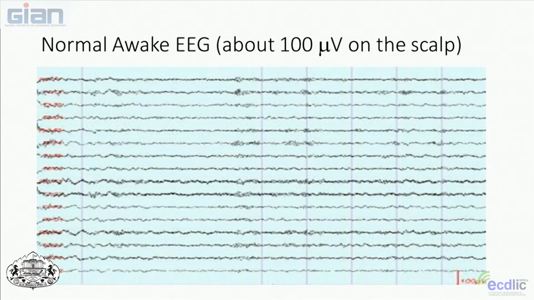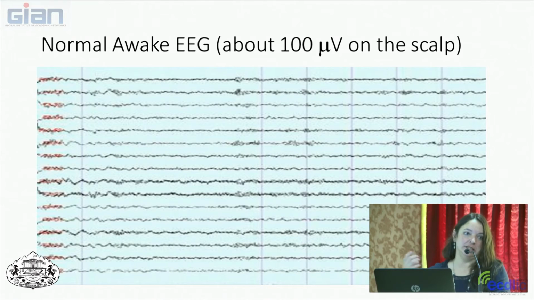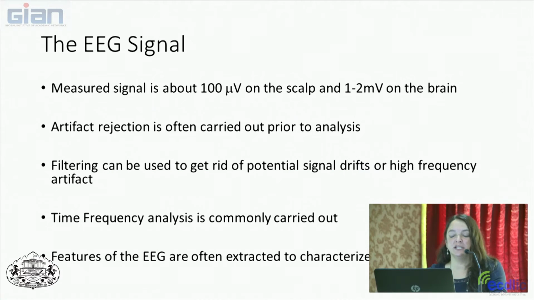So you get the person all wired up and you plug them into the amplifier, and then you start recording the signal. So this is what a normal awake EEG signal might look like. And for reference, what you're measuring on the scalp is on the order of about 100 microvolts. So it's not like you're getting these big blaring electrical signals, but you're measuring the activity that's there under the scalp. So again, it's about 100 microvolts on the scalp, and if you do measurements directly on the brain, like I mentioned that they often do in epilepsy patients, you might get 1 to 2 millivolts on the brain.